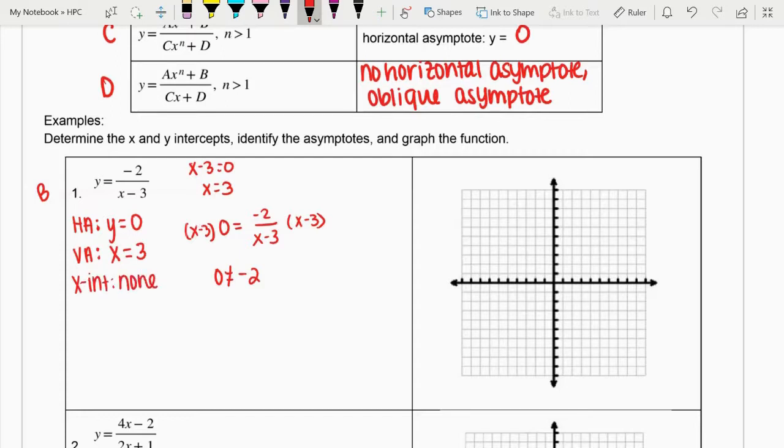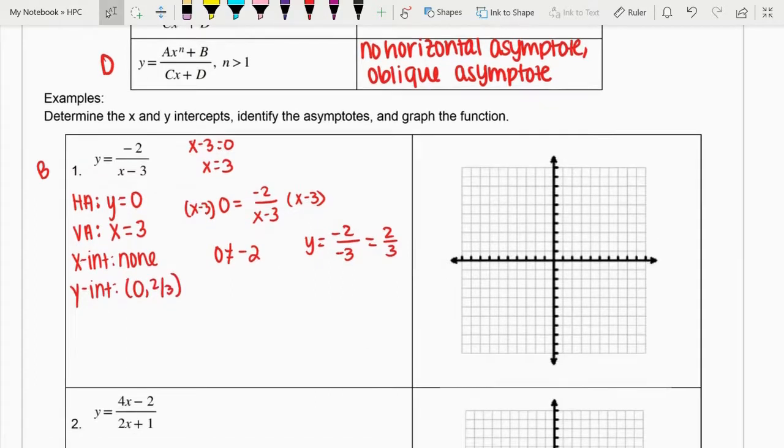Then I can go ahead and find my y-intercepts. So I'm going to set x equal to 0. So I would have y is equal to -2 over 0 minus 3. So y is equal to 2/3. So it's going to be 0, 2 over 3.